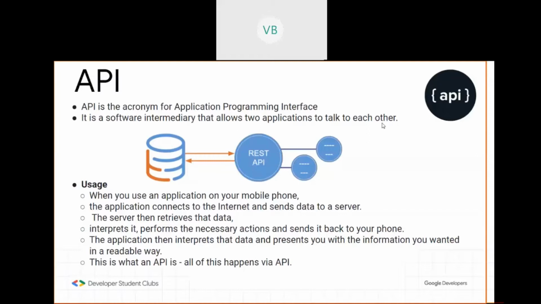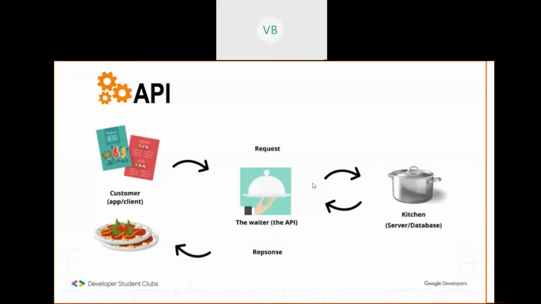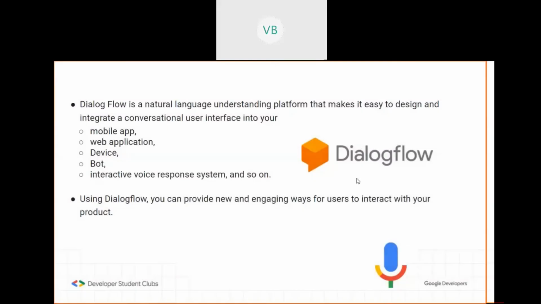Let me give you an example. When you go to a restaurant, you order some food and request the waiter to get that food. Here, waiter acts as an API. He goes to the kitchen, which acts as a database, and gets back to you, delivers the food. That's what API is. Then what is Dialogflow?